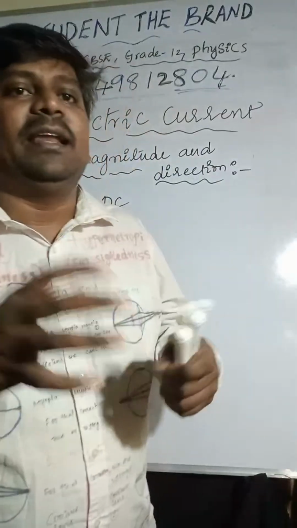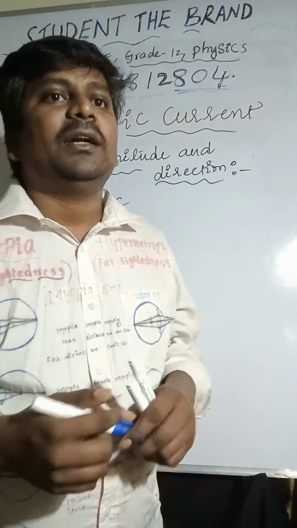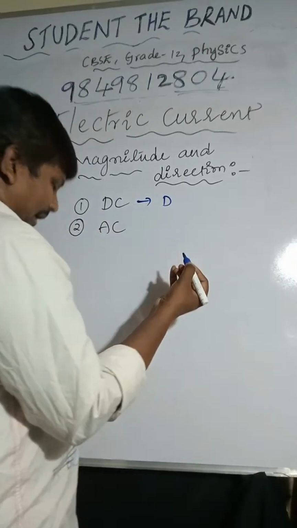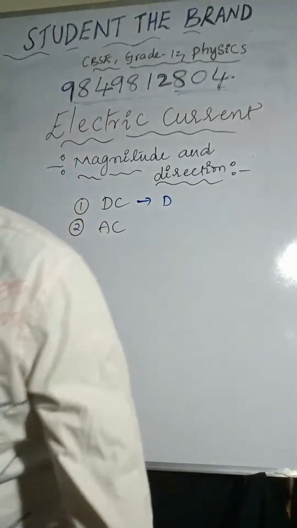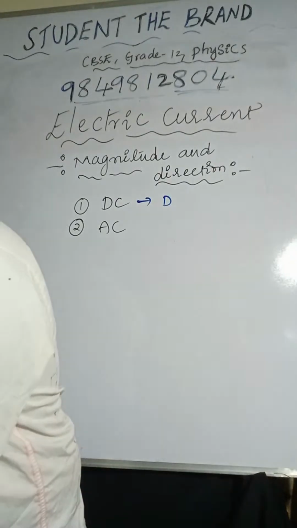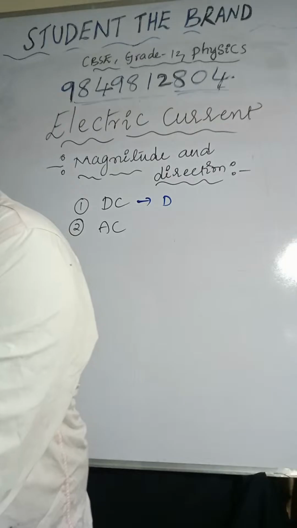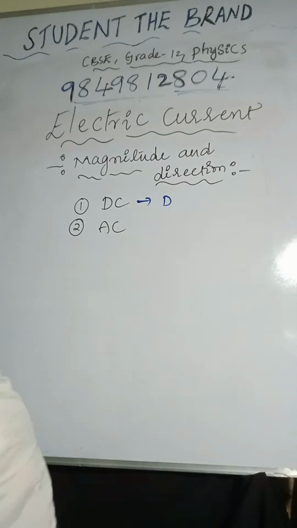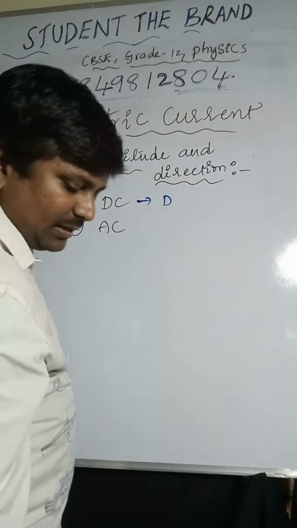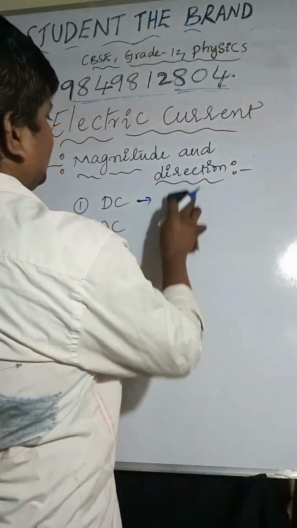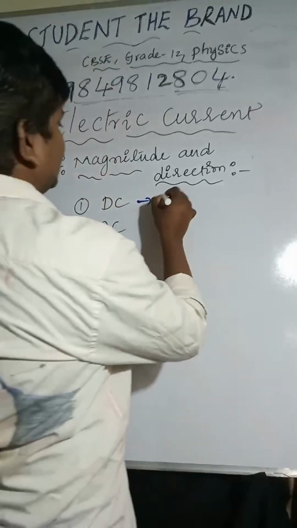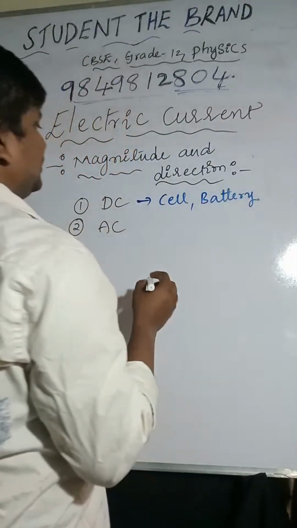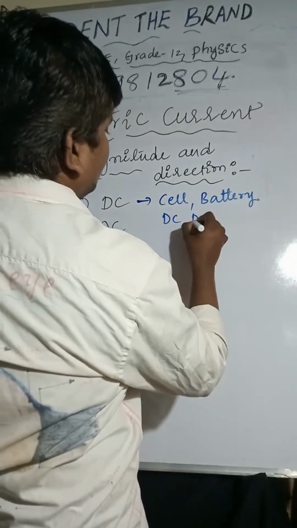DC is nothing but direct current. Examples of direct current: cell, battery, and DC dynamo.